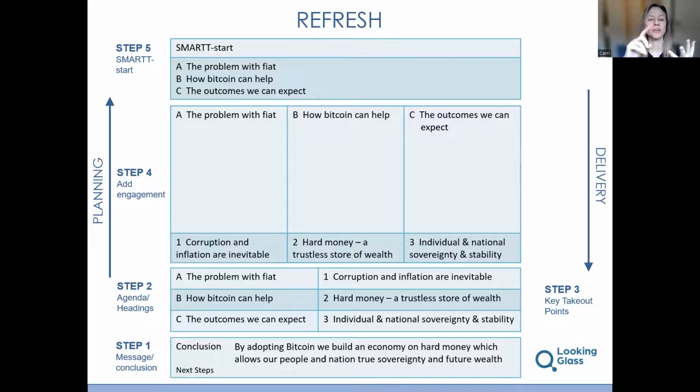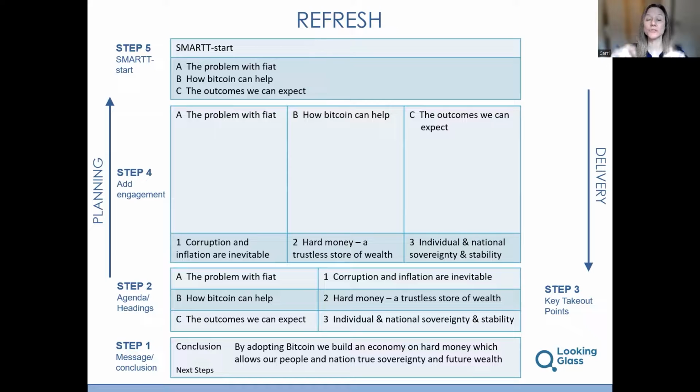We did the problem with fiat, how Bitcoin can help, the outcomes we can expect. We then came up with the key takeout points, one per agenda item. The key point around the problem with fiat was corruption and inflation are inevitable. The key point about how Bitcoin can help is that it's hard money, a trustless store of wealth. And finally, we discussed the outcomes we can expect, which is individual and national sovereignty and stability.